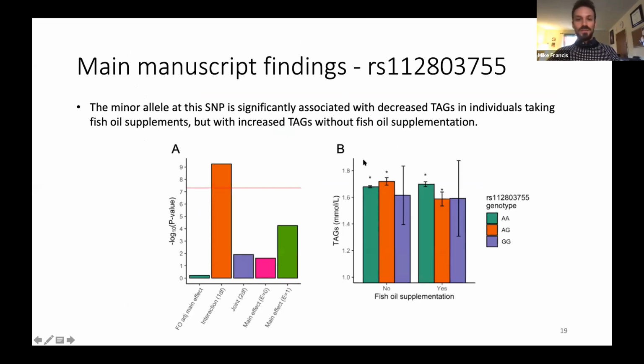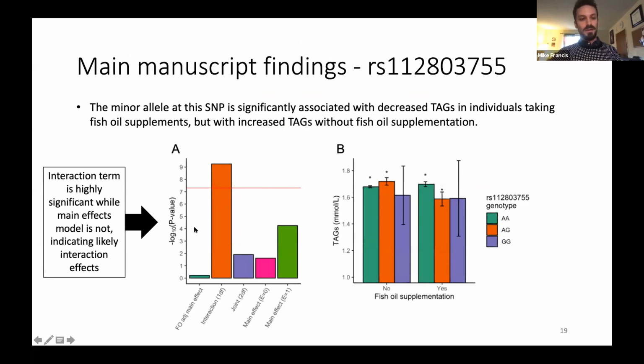And so this is pretty cool. I'll just go through these one by one. The minor allele is significantly associated with decreasing triglycerides in individuals taking fish oil, but with increased triglycerides without fish oil. Okay, so let's look at this first graph. What we're showing here is the effect significance of the SNP, the main effects, and that's super low, not significant. Here's the genome-wide significance threshold. And what we find is that the interaction term is highly significant.